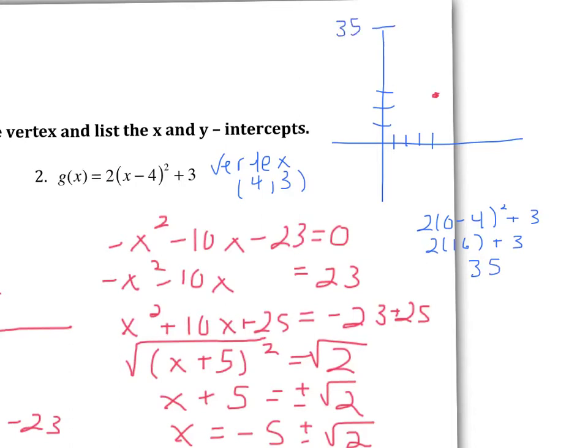So I'm just going to cheat a little bit. And now I want to reflect that point, so I'm going to go 4 away in the other direction and put another point up at 35. And now I have a parabola. Oops, missed the vertex. There we go. Okay. And we can see that we have a vertex above the x-axis, and our parabola is opening up, so we will have no x-intercepts. So we don't have to find them.